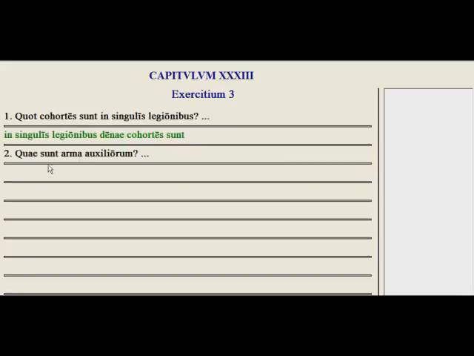Bene. Quae sunt arma auxiliorum? What are the weapons of the auxiliary troops? Sunt arcus sagittaeque.